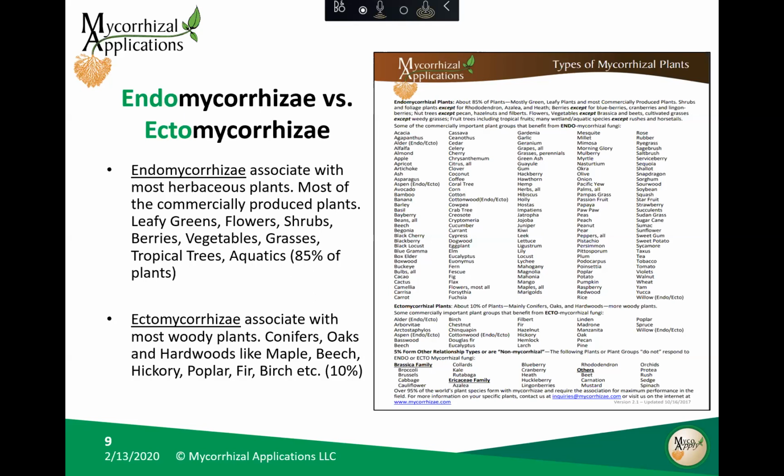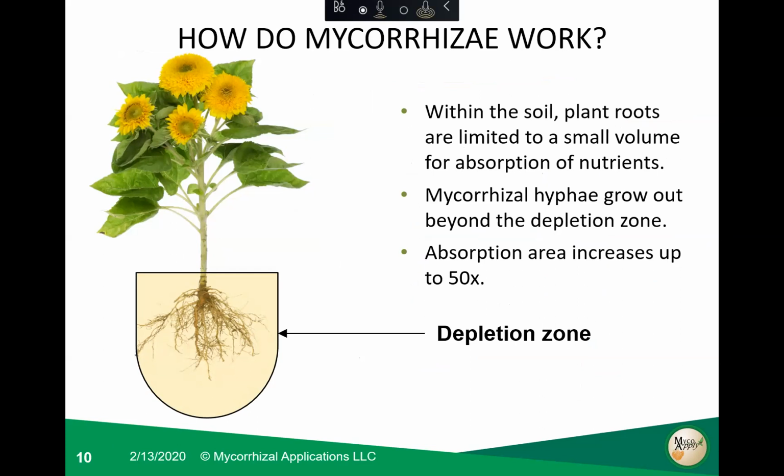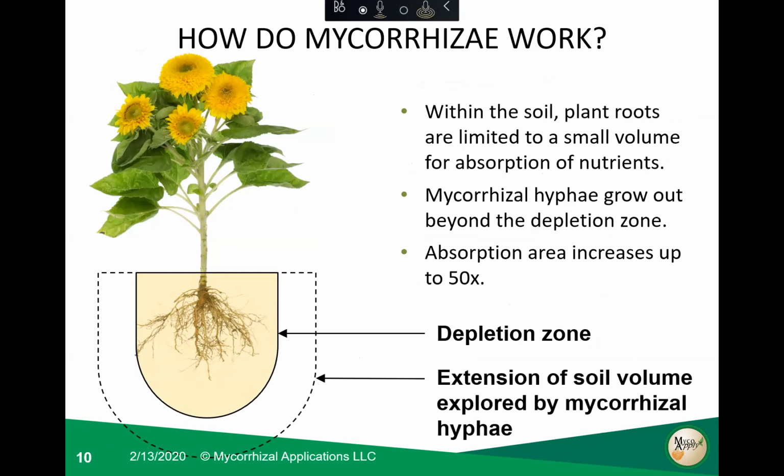So let's get into how the mycorrhizae works. Within the soil, plants are limited. The mycorrhizae hyphae, like I was saying, will grow out and proliferate from that plant, and it increases the absorption area. When you think of a plant, it has a depletion zone. This depletion zone is as much area as that plant can access. When you add mycorrhizae, you're extending that depletion zone and allowing that plant to access far more nutrients and water from its surrounding areas than it would be able to without the mycorrhizae.